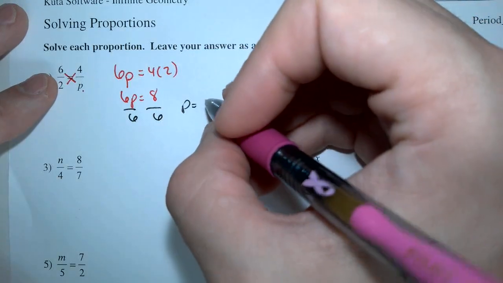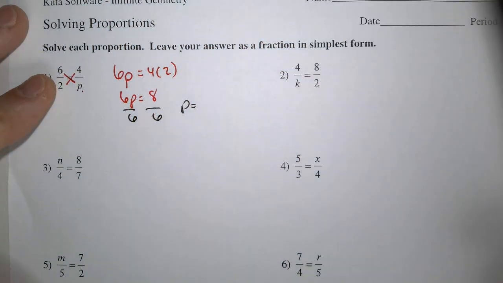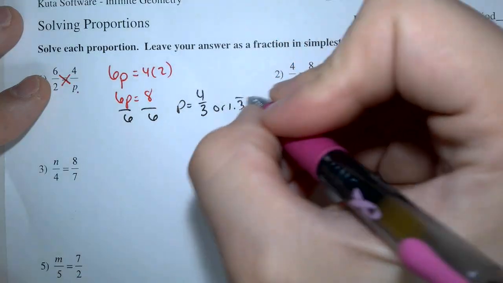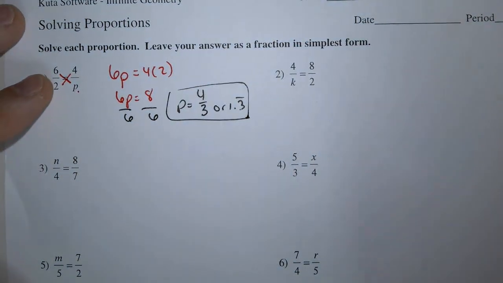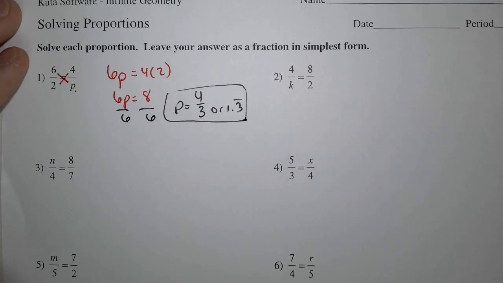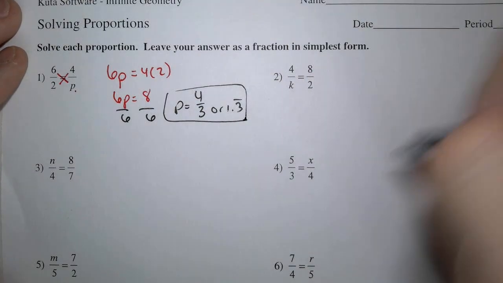And 8 divided by 6 is a few things. It is 4 over 3, or it is 1.3 repeating, both of which are correct. You could also write 1 1/3, but it's not likely that that is going to be the method of doing it. All right, so I'm going to do a few more of these.